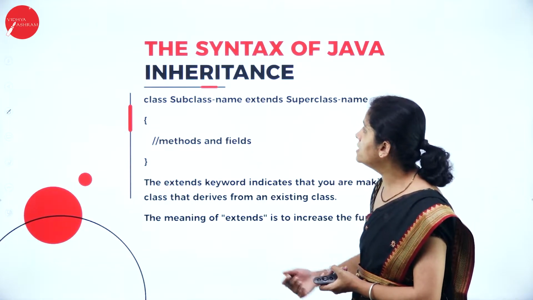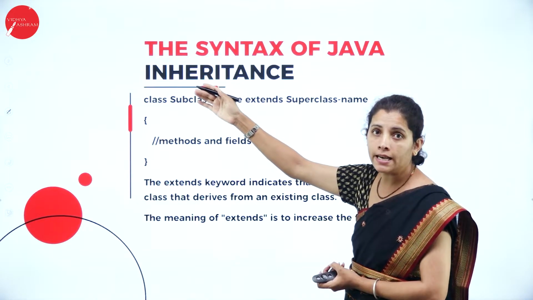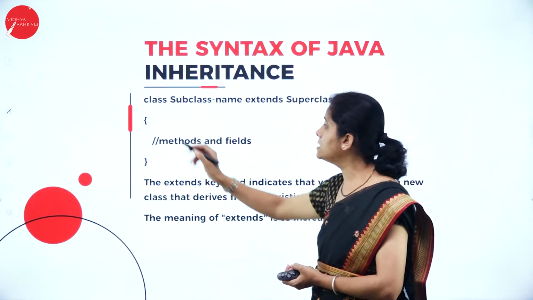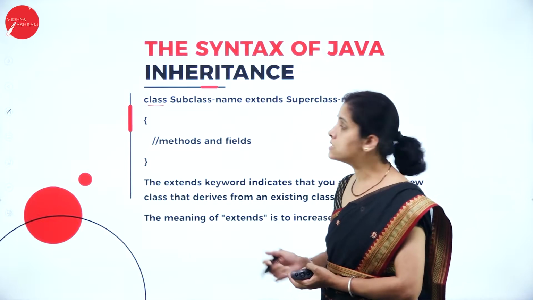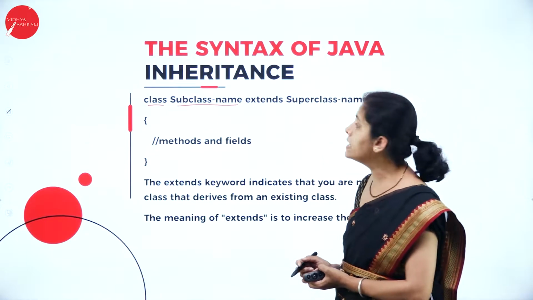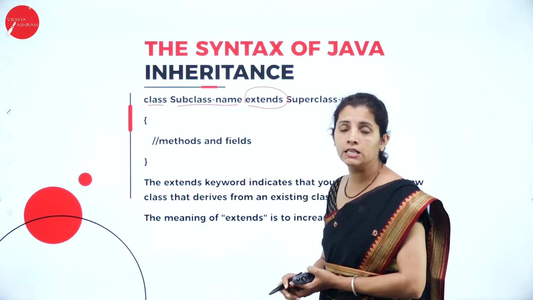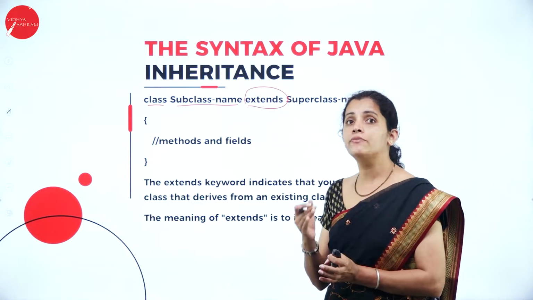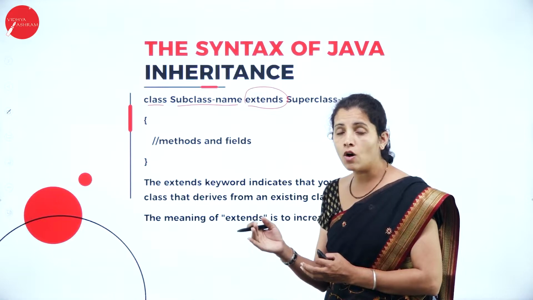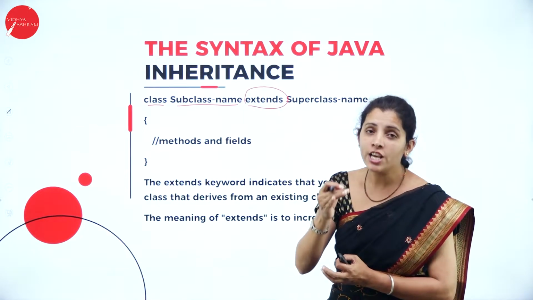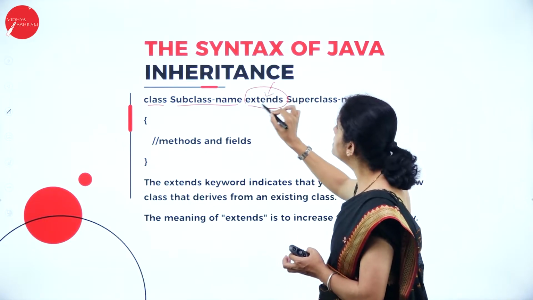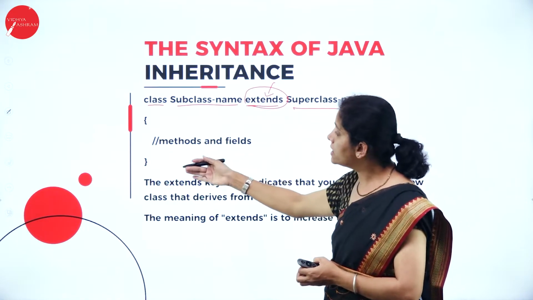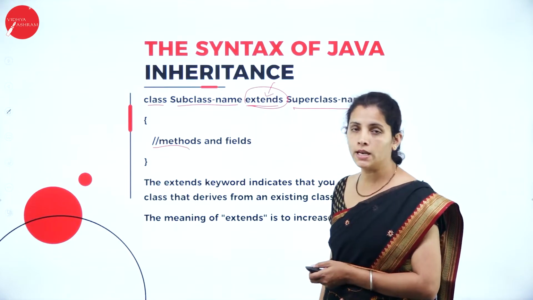Now, dear student, I'm going to discuss the syntax, how I can define the inheritance. So, dear students, see here, I have the class and I want to specify the subclass name, and extends as a keyword. It's a keyword used to achieve inheritance. In the sense, suppose if I want to acquire the features of base class in my child class, then I'm going to use the word extends, and this is my superclass name. And inside this, I can have the methods as well as fields.